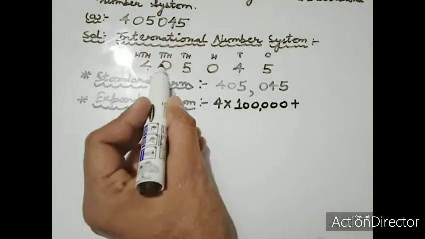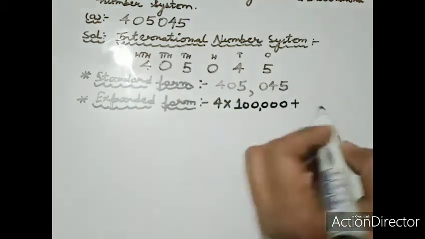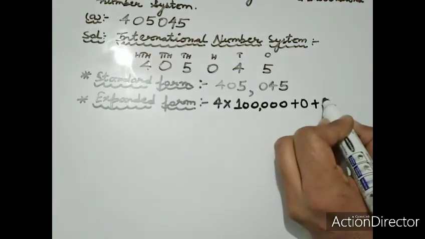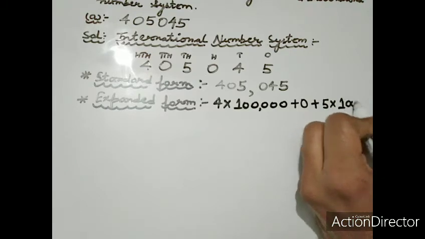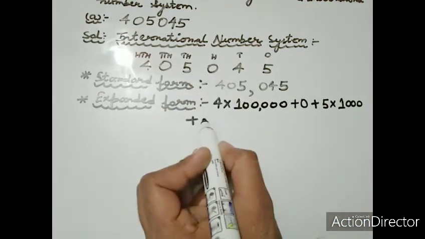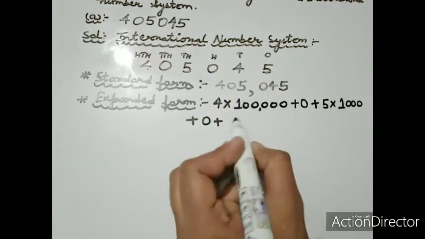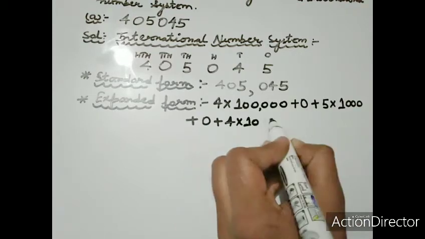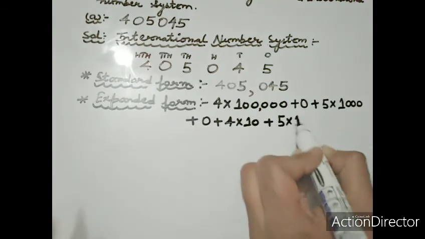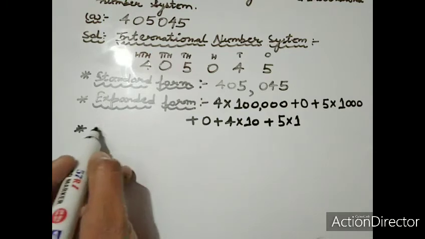Now 0 in a 10,000 place, and when we multiply 0 by any digit or any number, then we get product 0. Now 5 in a 1,000 place, so here 5 multiply by 1,000. Now again 0, so here we get 0 here. Now 4 multiply by 10, because 4 in a tens place. Now 5 in a ones place, so here 5 multiply by 1. So here we use this method. We write the expanded form of the number.